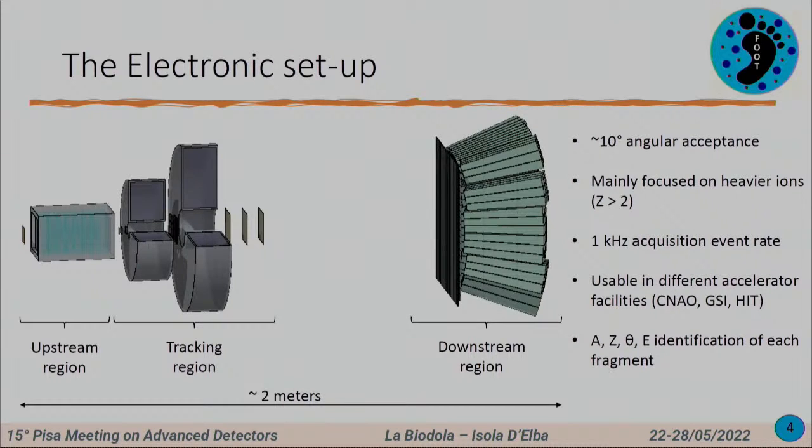The system works at about 1 kilohertz acquisition event rate and is, as you can see, quite compact, about 2 meters, something more, because it needs to be used in different accelerator facilities, so as to have access to different beams and different energies.